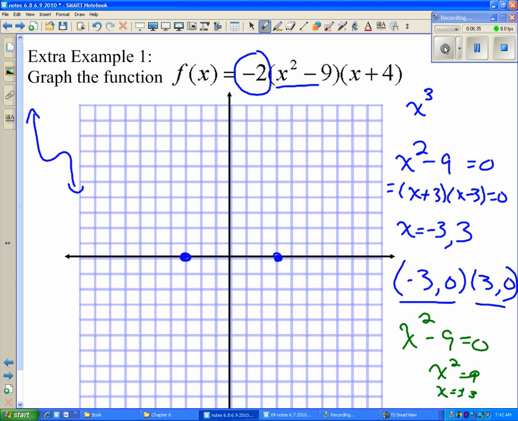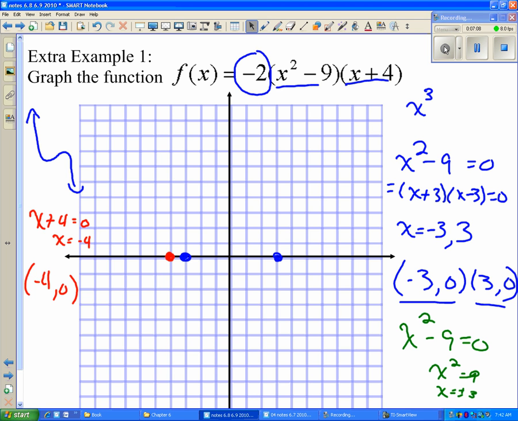I have another zero, x-intercept or root, x plus 4. Again, you set that up the same way. Over here to the left, x plus 4 is equal to 0, so x is equal to -4. That gives me the point -4, 0. So -4, 0 is right here in red. I have my 3 zeros, my 3 x-intercepts.